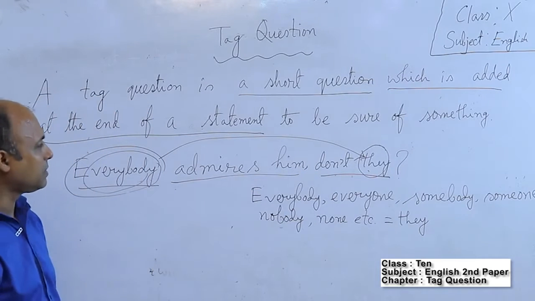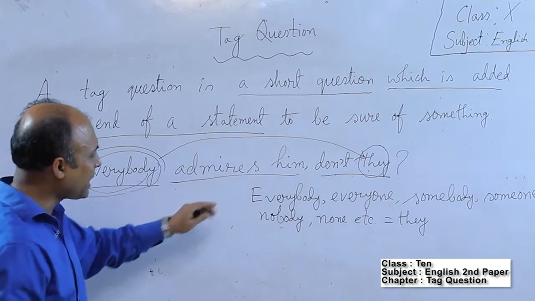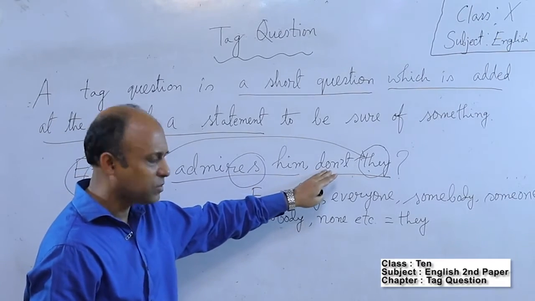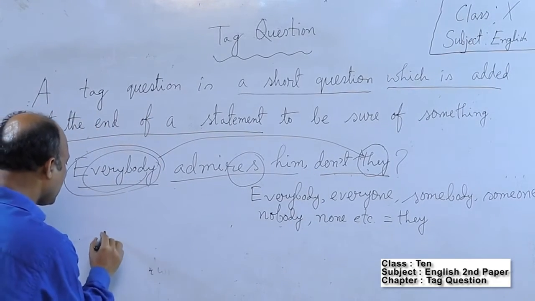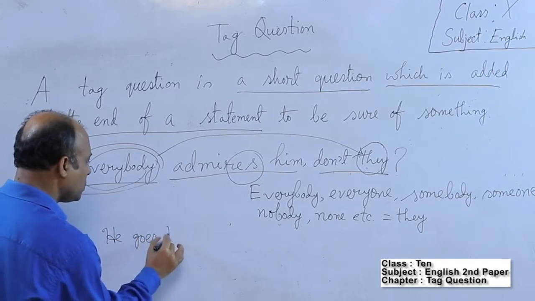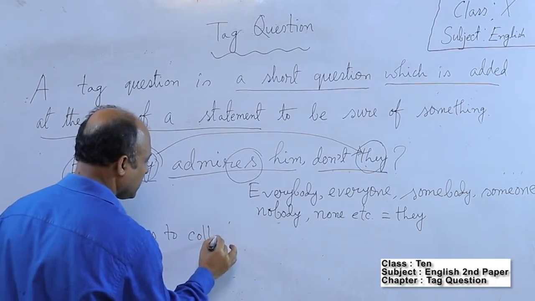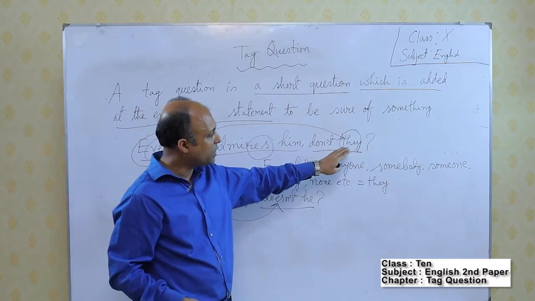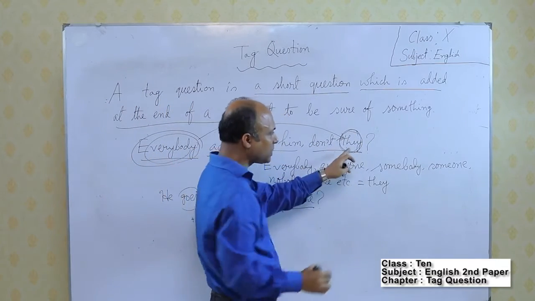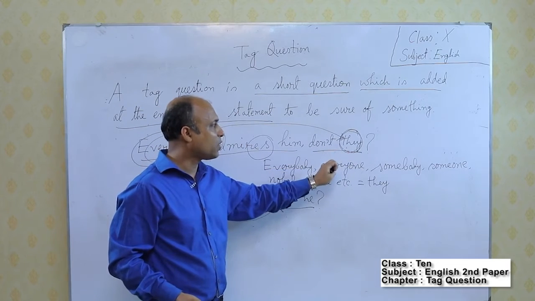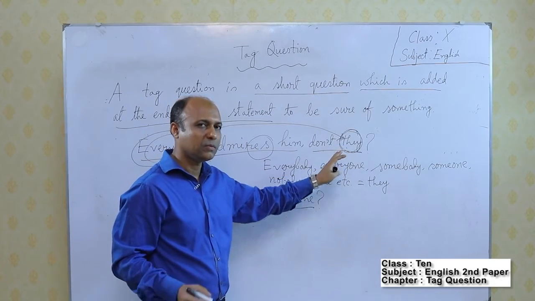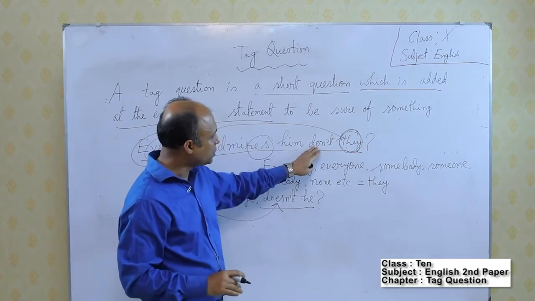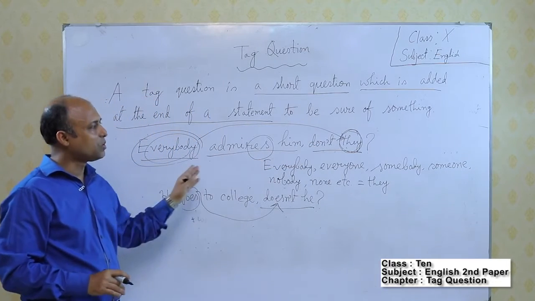Then you might ask here, this is a very common question, here it is admires. So, why not here doesn't? Suppose when we write like this, he goes to college, does, because you must put the verb according to the subject of the tag. Here the subject of the tag is they. We cannot write they doesn't. Do we ever write they does? We never write they does. We write they don't. So, it should be don't. Everybody admires him, don't they?